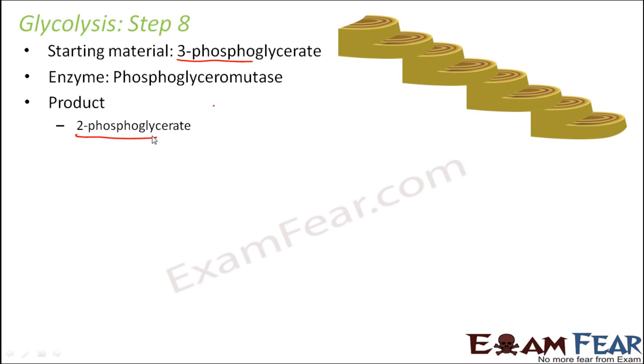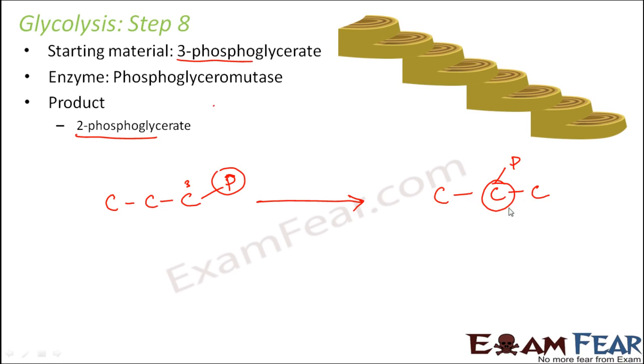That's it. So what's happening is, first it was 3-phosphoglycerate. So the phosphate group was attached to the third carbon. Now this enzyme acts on it and it shifts the phosphate group from the third carbon to the second carbon. So that's all it does. So it becomes 2-phosphoglycerate. That's all.